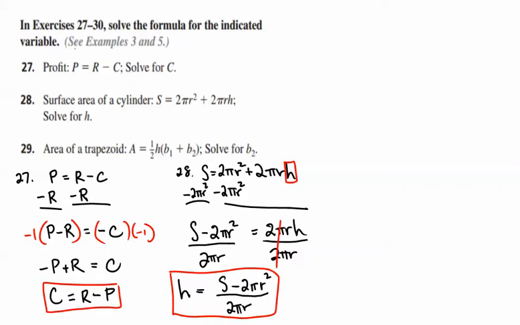Alright, with the final example, we have the area of a trapezoid. Sorry once again for that. Alright, so we start with the area of a trapezoid being 1/2 the height times the sum of the bases. And we want to solve this for B2 this time, not for H. We've solved this before, previously, for H.